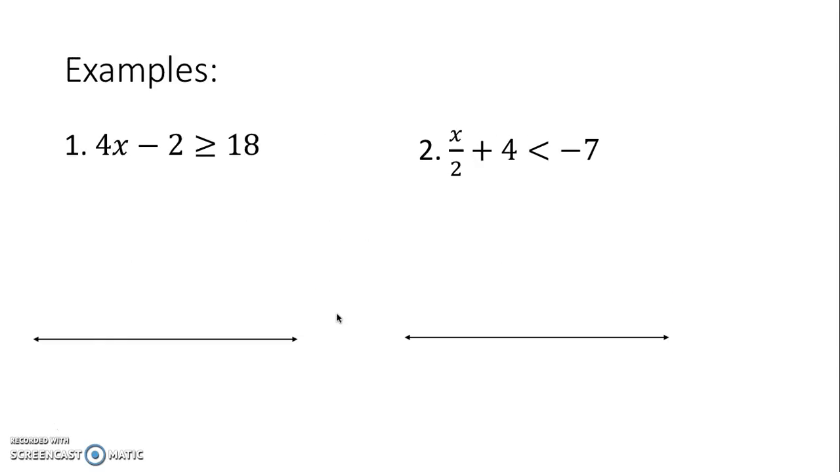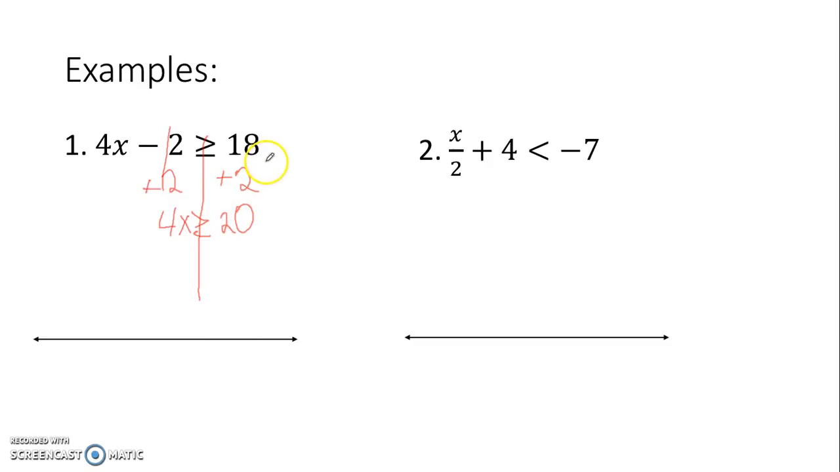So, number 1, we have 4x minus 2 is greater than or equal to 18. Step 1, I always like to draw the line. It's always a good place to start. Step 1 is to undo the constant, or do the addition or subtraction. In this problem we have a subtraction first, so we're going to do the inverse, or add 2 on both sides. Negative 2 plus 2, they cancel out, so we just rewrite the 4x. We rewrite the greater than or equal to sign, and now we have 18 plus 2, which is 20.